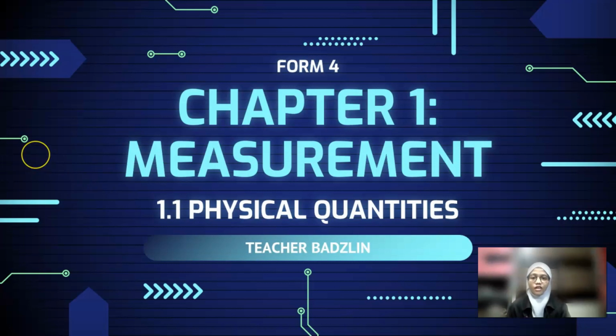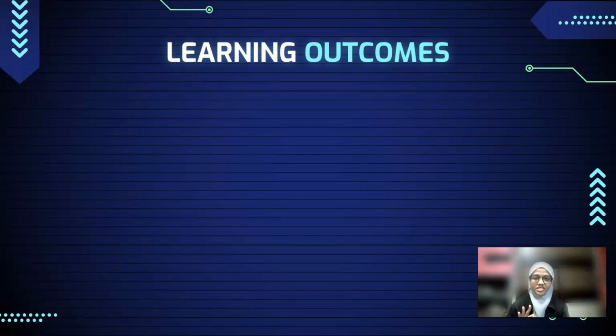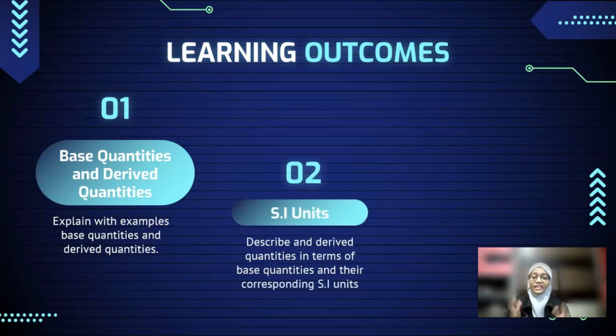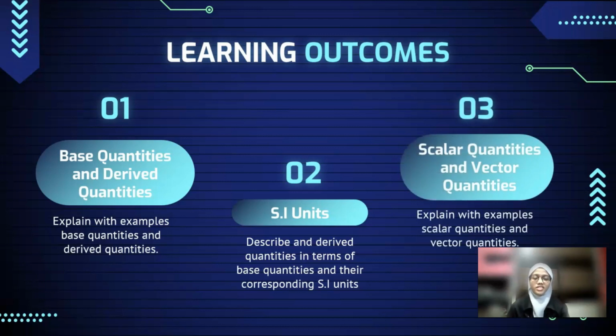So for today's lesson, we will have three learning outcomes. The first one is you will learn about base quantities and derived quantities. All of you need to be able to explain with examples base quantities and derived quantities. Next, we will learn about SI units. All of you need to be able to describe and derive quantities in terms of base quantities and their corresponding SI units. And finally, we will learn about scalar quantities and vector quantities. All of you need to be able to explain with examples scalar quantities and vector quantities.